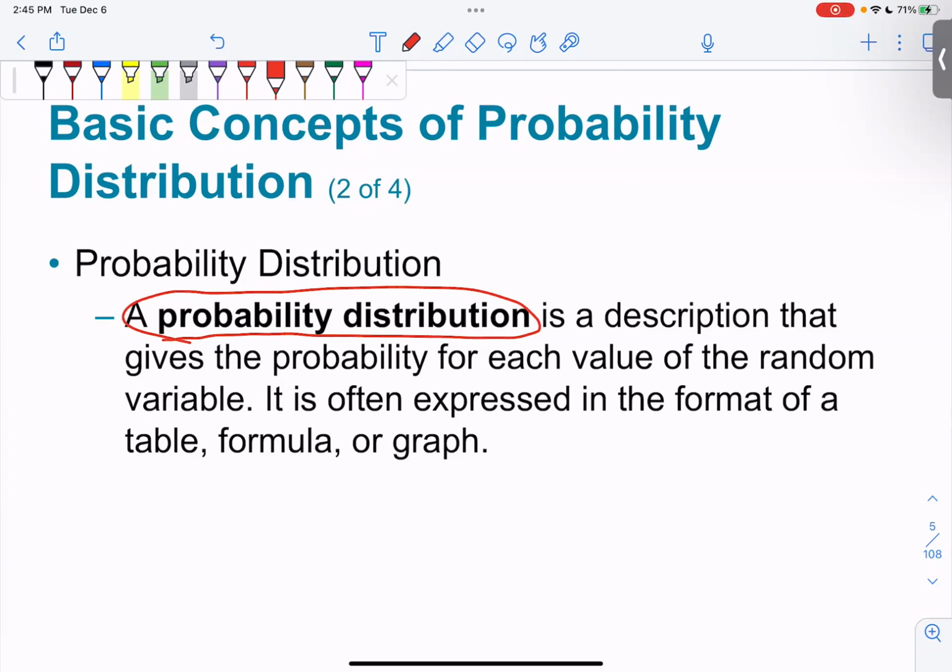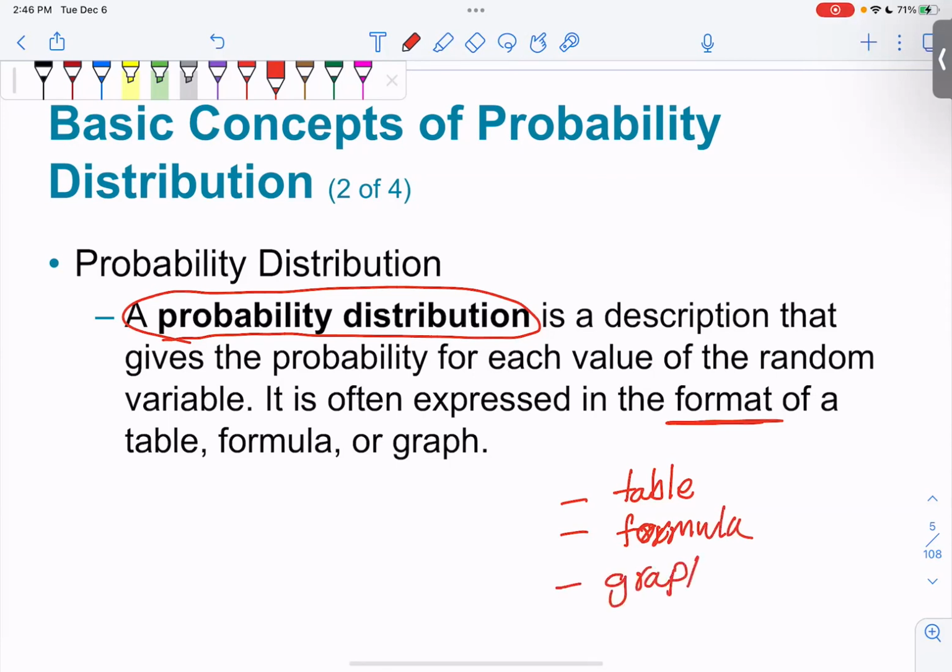And then we have three formats to study the probability distribution. The first one, table. We'll introduce it as a table. The second one will be formula. And the third one will be graph. So three different ways to introduce the probability distribution: table, formula, and graphs.